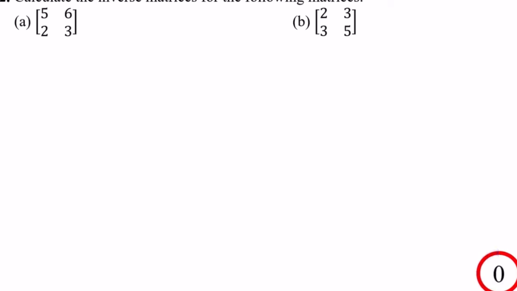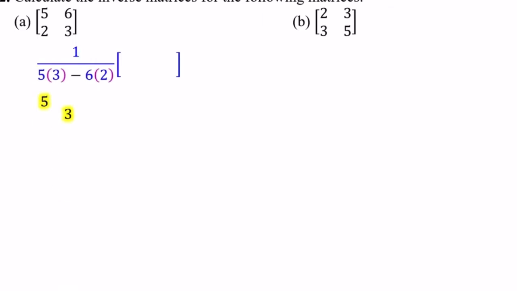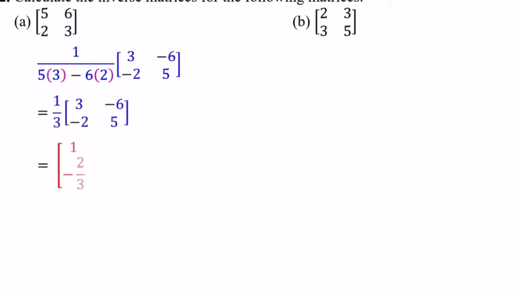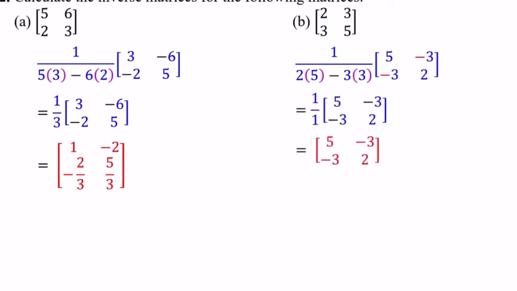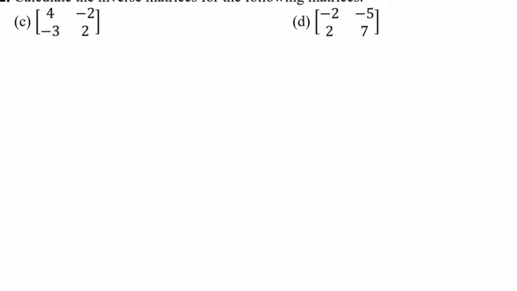So for this one, let's see. Before we determine, we try to find the determinant. 5 times 3 minus 6 times 2, and then it's not equal to 0. So 3, 5, negative 6, negative 2. So we simplify to the simplest form. We will get the answer for the inverse. Okay, for this one, 1 over 2, 5, minus 3, 3, and then 5 and 2 change positions, 3 and 3 change the sign. So we'll get the answer 5, negative 3, and negative 3, 2.